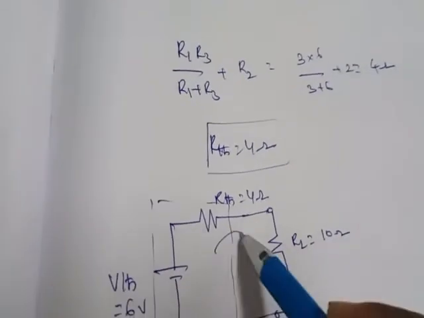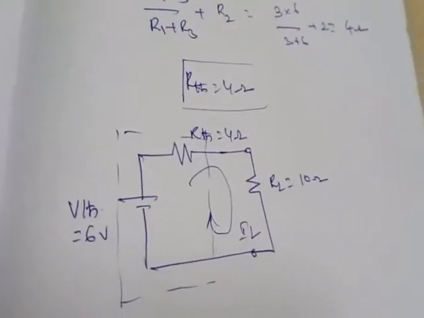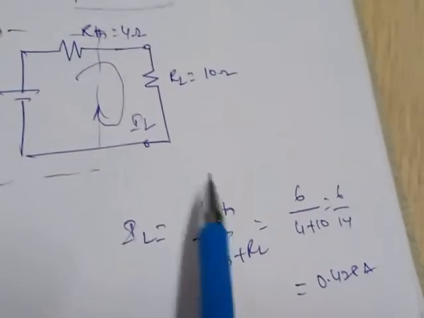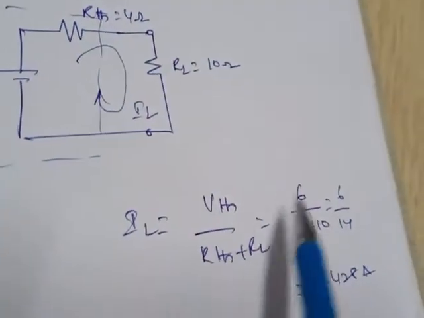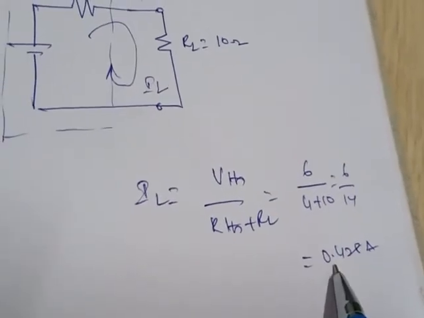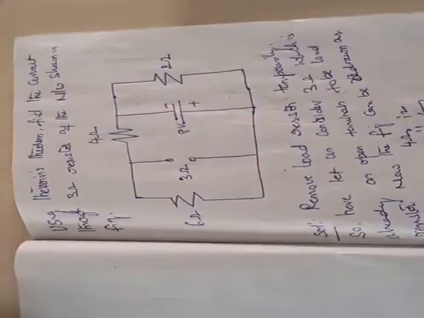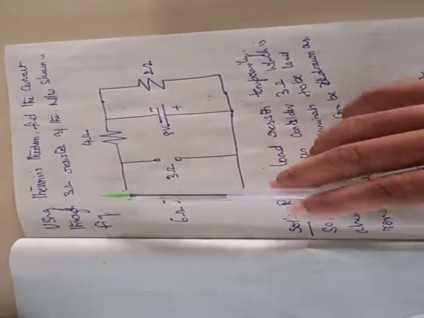Now we have to find the current through the load resistance, IL. What is the formula for IL? IL equals V by R, so VThevenin divided by RThevenin plus RL, because both are connected in series. If you solve that, you will get IL equals 0.428. So this is how to solve using Thevenin's theorem. We'll see a few more problems based on Thevenin's theorem.